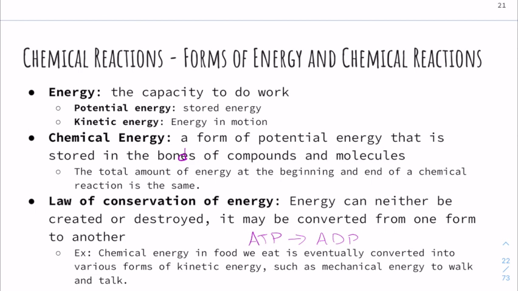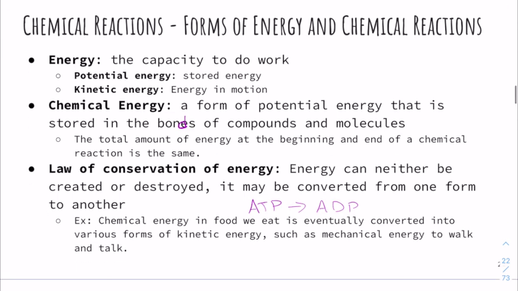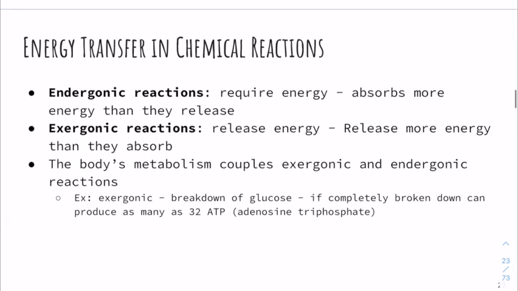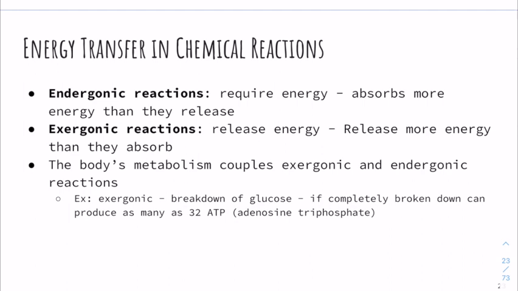There are also different types of chemical reactions that require some energy. We have endergonic reactions. Those require energy, and they absorb more energy than released, while an exergonic reaction releases more energy than it absorbs. So our metabolism in our body kind of couples the two together. We have exergonic and endergonic reactions within our body's metabolism to help give us the energy to make it through our day.